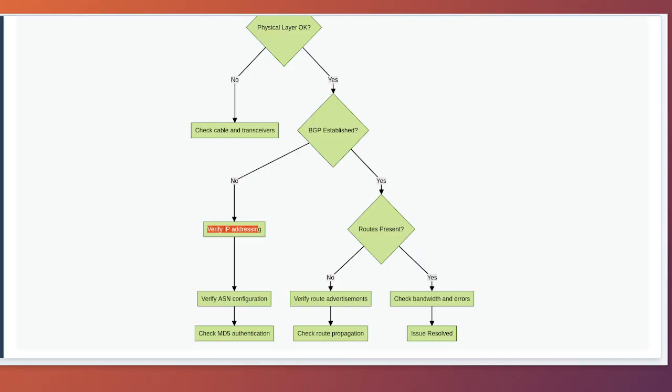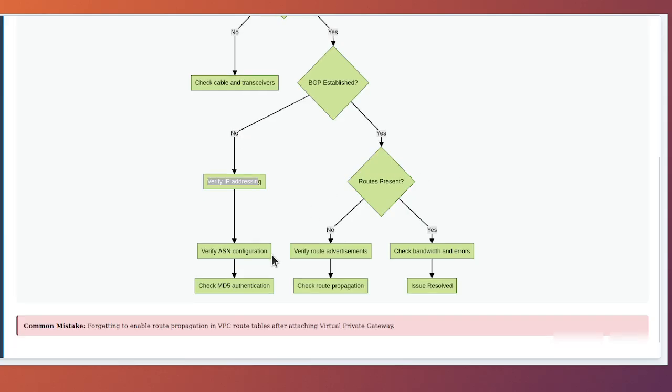Use the show ip bgp command on your router to verify that you are receiving routes from AWS. You should see routes for your VPC CIDR blocks. If you are not receiving these routes, check that the virtual private gateway, or Direct Connect gateway, is properly attached to your VPCs, and that route propagation is enabled in your VPC route tables. In the VPC console, check the route table and verify that routes learned via BGP are appearing.